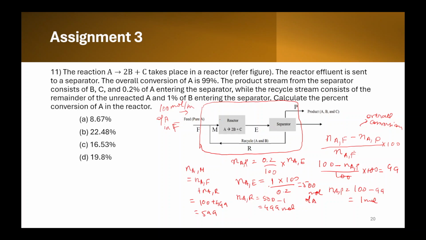So for the single pass conversion, we required Na in M minus Na in E upon Na in M. This will be the single pass conversion because the A coming in this reactor, this will be across this boundary, because we need to calculate the single pass conversion of the reactor.